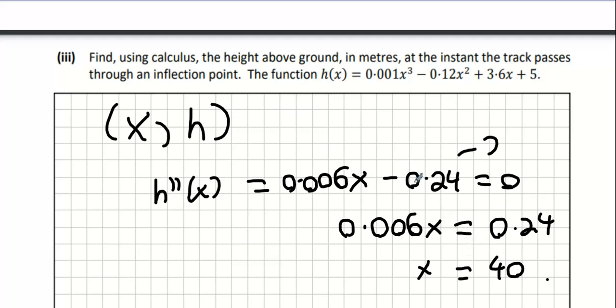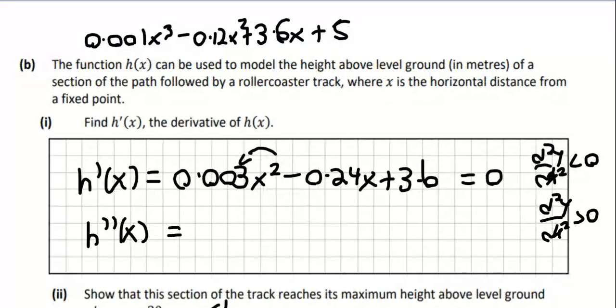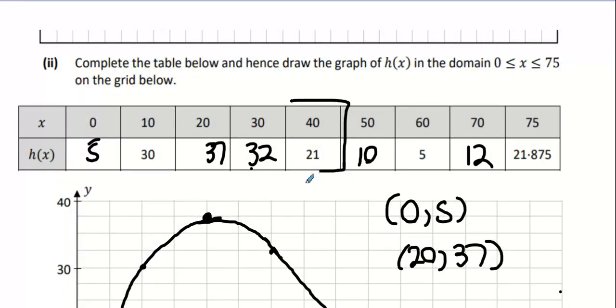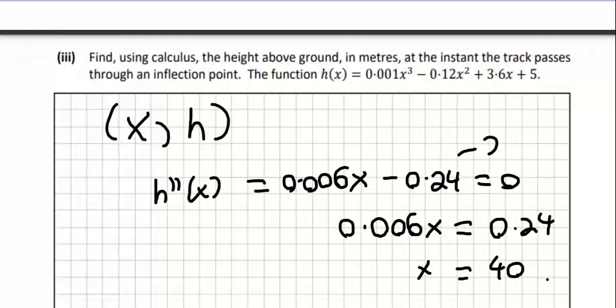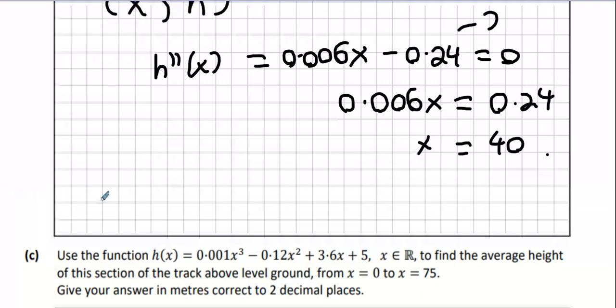But please remember, they're actually after the height. So if we go back to the start, we know that 40 is actually a height of 21. So we can say that our height is therefore 21 meters above ground. Okay.